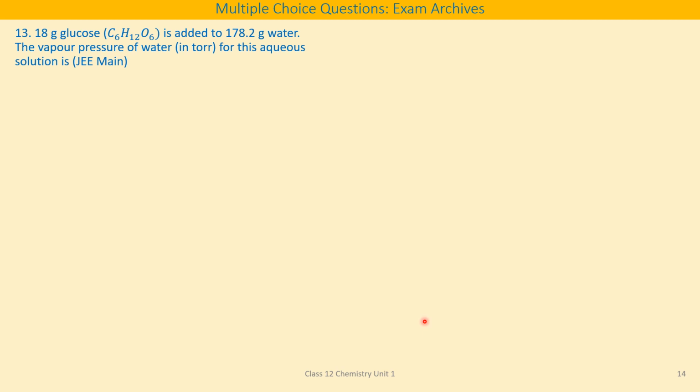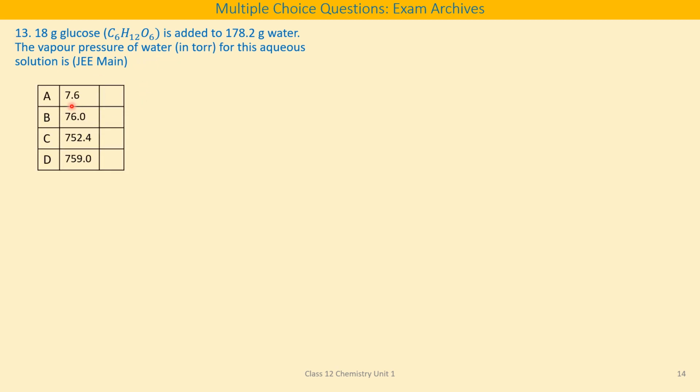Next question. 18 grams of glucose, that is C6H12O6, is added to 178.2 grams of water. The vapor pressure of water in torr for this aqueous solution is, we have to calculate from the given data. Four options are given: A 7.6, B 76, C 752.4 and D 759.0. Please pause the video, calculate and give your answer. I will give the solution.